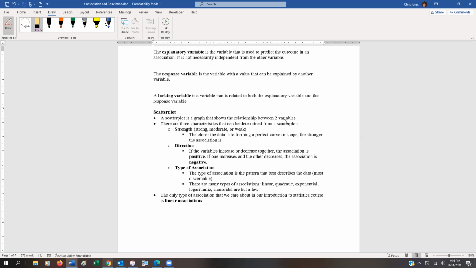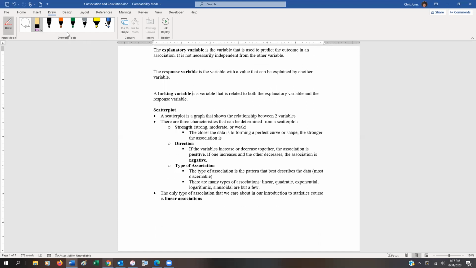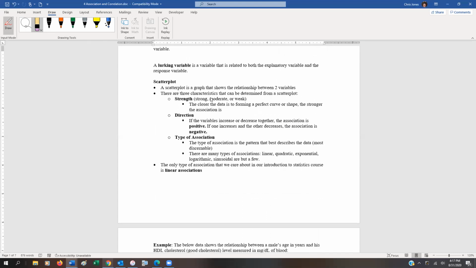One of the best ways that we can look at graphing what one of these types of relationships looks like is called a scatter plot. A scatter plot is a graph that shows a relationship between two variables. There's three types of characteristics that we're going to be looking for. First of all, we're going to be looking at the strength. Is it strong? Is it moderate? Is it weak? Basically, the closer that the data is to forming some sort of perfect curve, whether it be a line or an exponential relationship or whatever it might be, that means you're going to have a stronger association between the two variables.